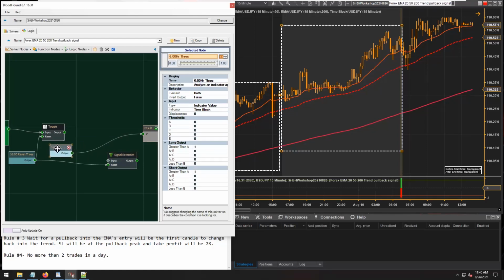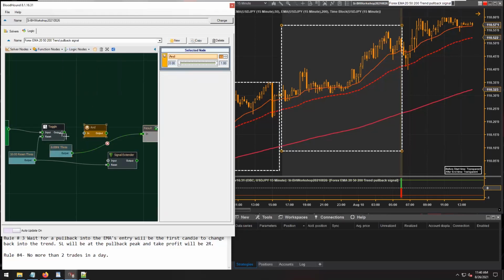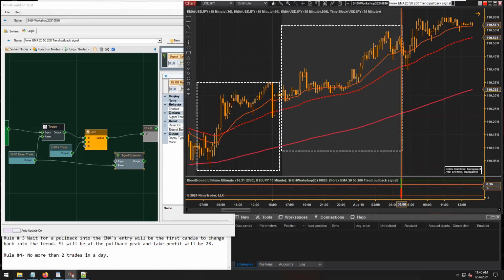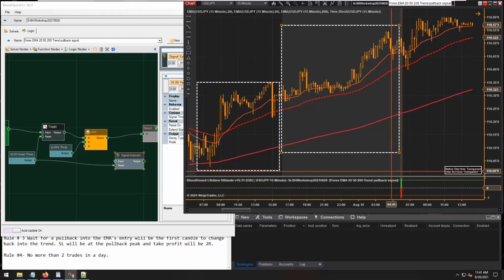Let's see. All right, I'm going to tuck that in there. And so I need an AND node. Connect that in. Connect that in. And now let's take a look at that AND node. So here we can see the signal. Yeah, and unfortunately, you know, when there's a long and a short together, you don't really see the racing stripes. So we'll just have to look down at BloodHound.